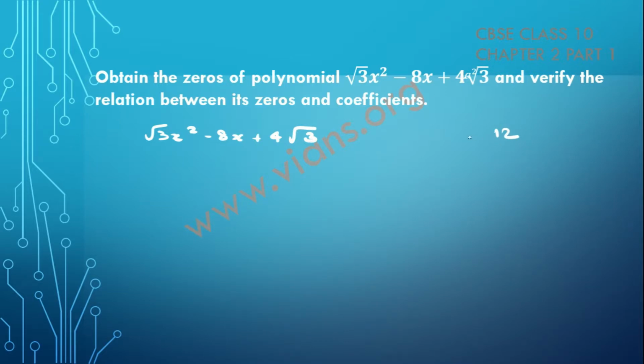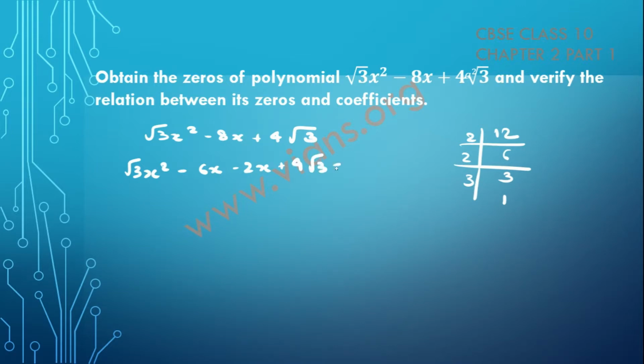Now 12 is made up of nothing but 2 6s are 12, 2 3s are 6, 3 1s are 3, alright? And so if you had to get 8, you could write it as either minus 6 plus minus 2, or you could write it as 6 plus 2, but 6 plus 2 is going to be plus 8, so it's going to be minus 6 and minus 2 that you're going to write that as. So root 3x square minus 6x minus 2x plus 4 root 3 is equal to 0, because we're trying to find zeros of the equation.